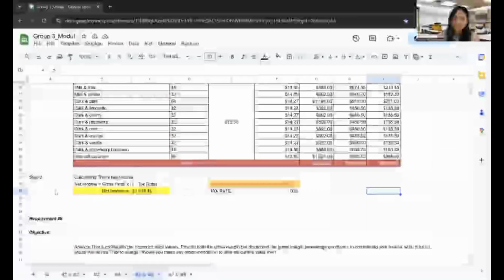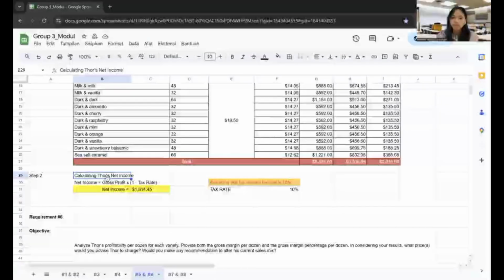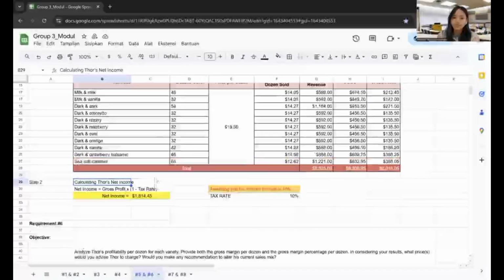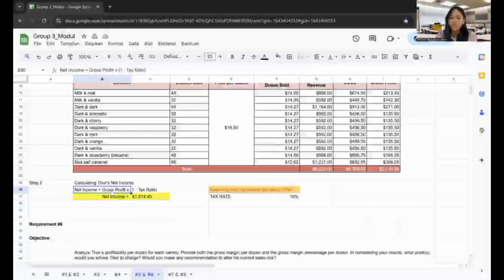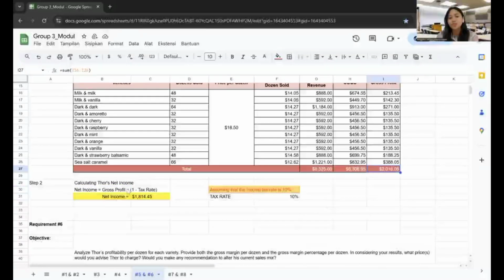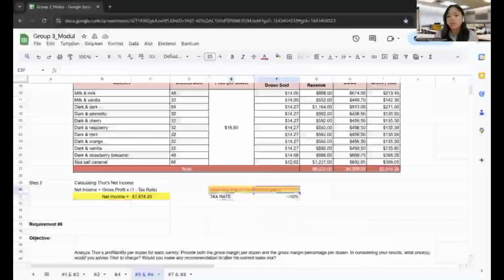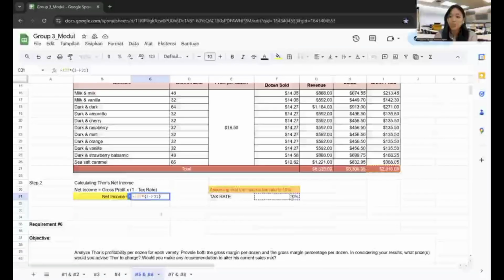And the second step is calculating Tor's net income. So to find the net income, we need to find the total of the gross profit multiplied by 1 minus the tax rate. Because in here the tax rate is not known, we are assuming that the income tax rate is 10%. So to find this, we'll just input the total of the gross profit multiplied by 1 minus 10%, which is 0.9, and we get this result.